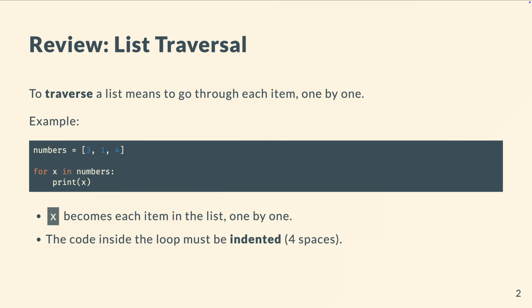Inside the loop, we print x. Very important, the print line is indented, usually 4 spaces. Indentation tells Python this line is inside the loop.